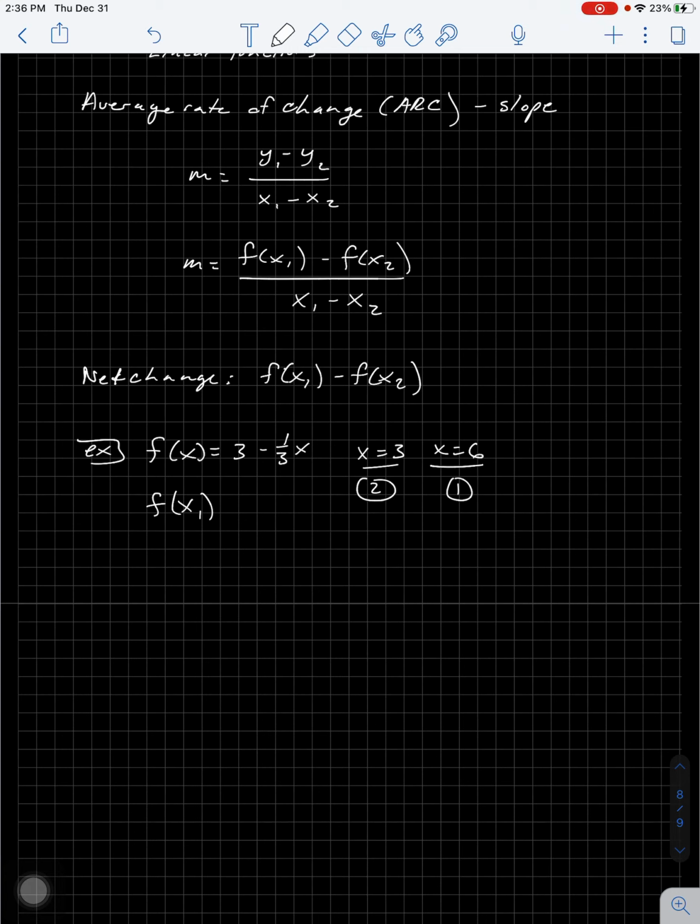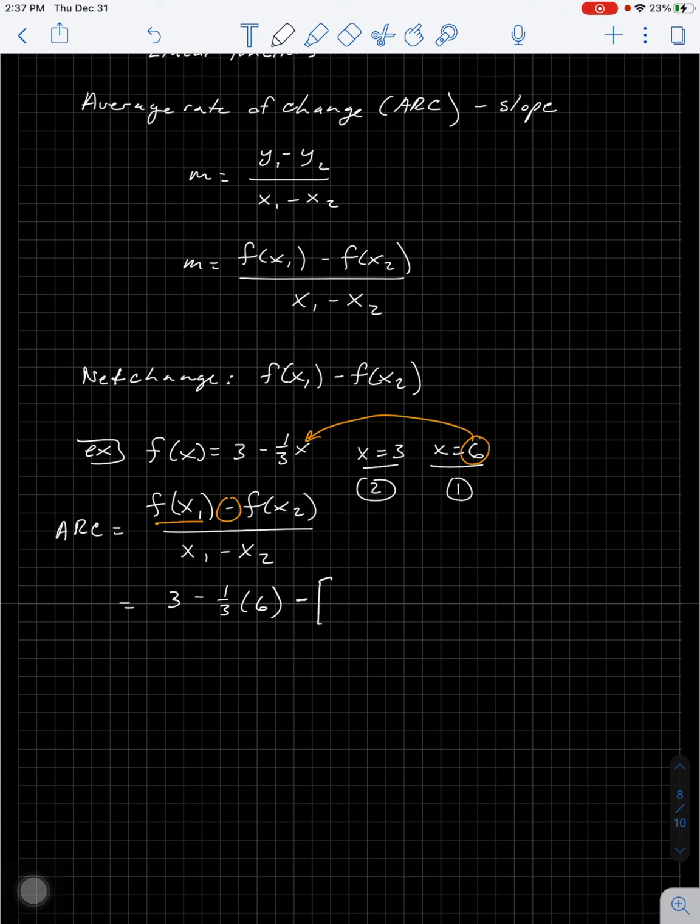So I want f of x1. This is for net change, or excuse me, for average rate of change. So average rate of change is f of x1 minus f of x2 over x1 minus x2. So what we're going to do is take this function and plug our first number in for x. So we get 3 minus 1/3 times 6. Okay. Then the formula says do that. Then you're going to subtract.